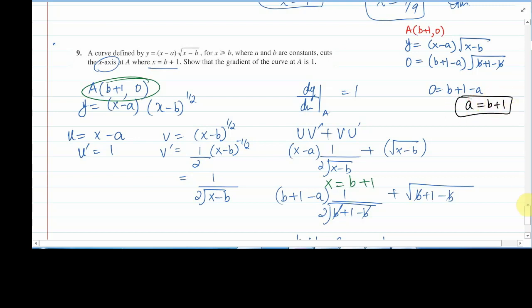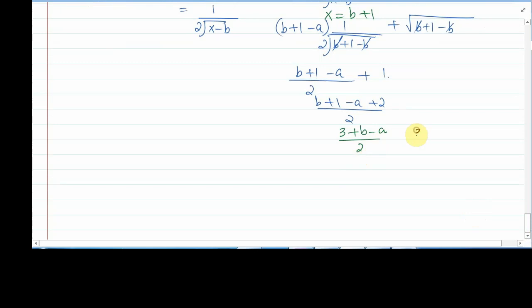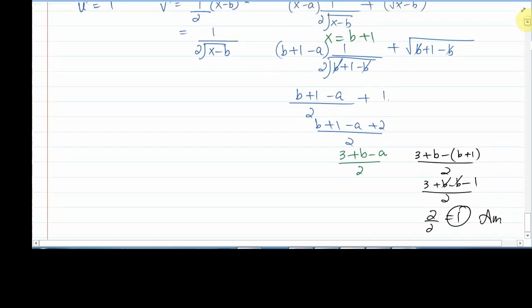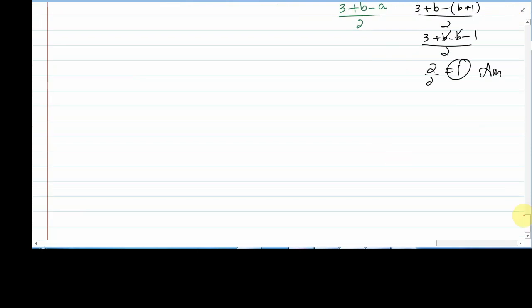So we are going to use that equation, a equals to b plus 1, right? So that will be 3 plus b minus a, where a equals to b plus 1. All right. So now it will be (3 plus b minus b minus 1) divided by 2. B and b cancel. 3 minus 1, 2. So 2 divided by 2 leads to 1. And we needed to show this thing, that dy by dx at the point A is equals to 1. It's question number 10.